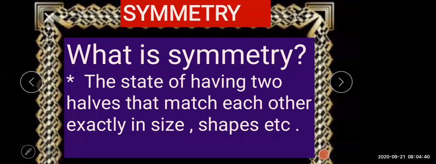In the previous lecture, we had seen the story of one teacher and two students, Sudha and Anil. When Sudha's badge is on the left shoulder, it will be seen on the right shoulder, and the pallu of the teacher, which is on the right shoulder, will be shown on the left shoulder. It is a reflection of the mirror, but it is a part of symmetry. So what is symmetry? The state of having two halves that match each other exactly in size, shapes, etc.